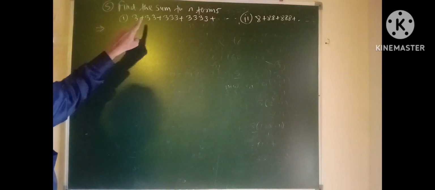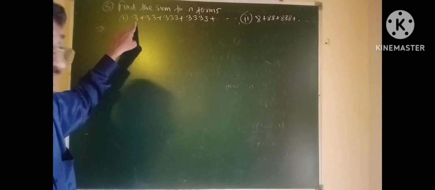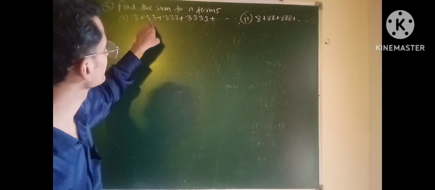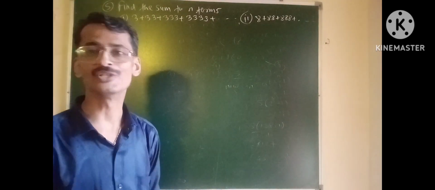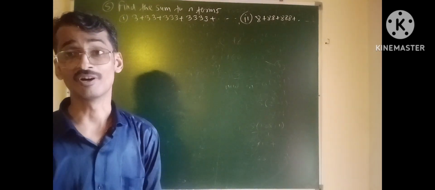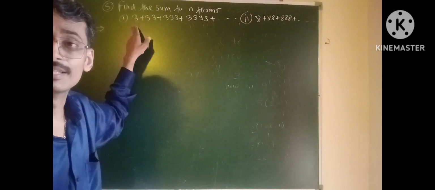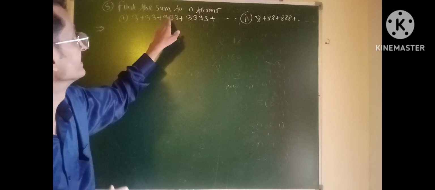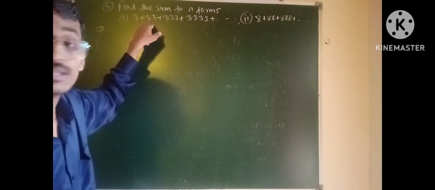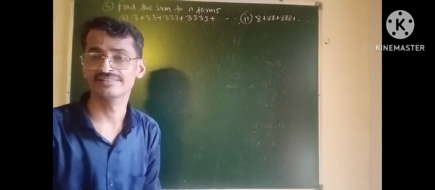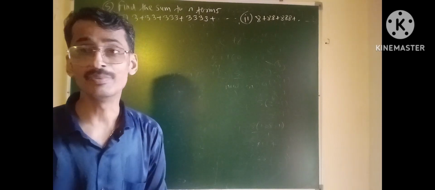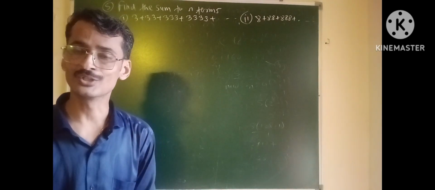So here 33 minus 3 is 30, but 333 minus 33 is not 30. So this is not AP. Now check for GP. Is it GP? 33 upon 3 is 11 and 333 upon 33 is not 11. So again this is not GP. You can check for HP also.